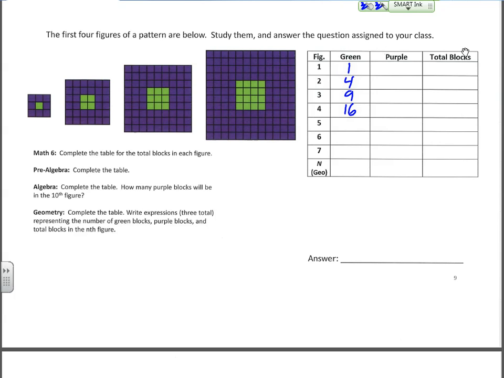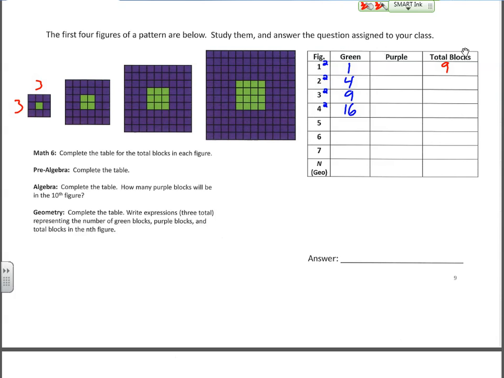And what we remembered about the numbers 1, 4, 9, and 16, they're all perfect squares, right? And furthermore, actually, if you square the figure number, 1 squared is 1, 2 squared is 4, 3 squared is 9, 4 squared is 16, we can get there relatively easily. Then we looked at the total blocks section, and we noticed that, hey, this first figure is a 3 by 3 square. That's a total of 9.